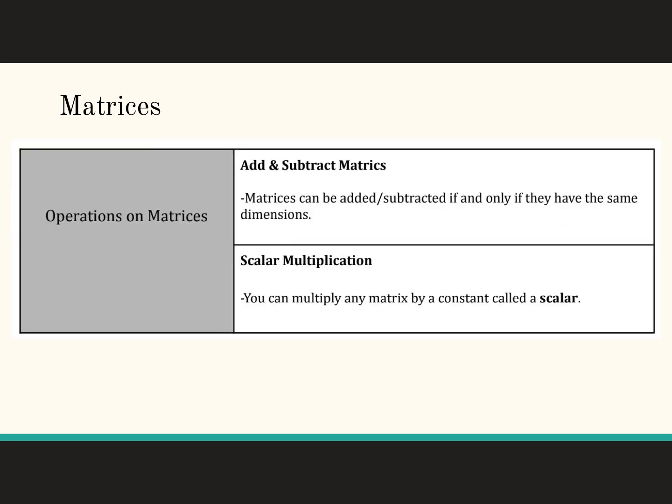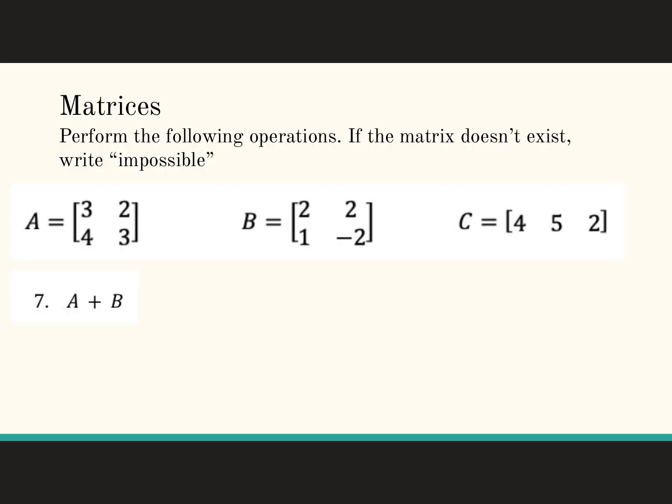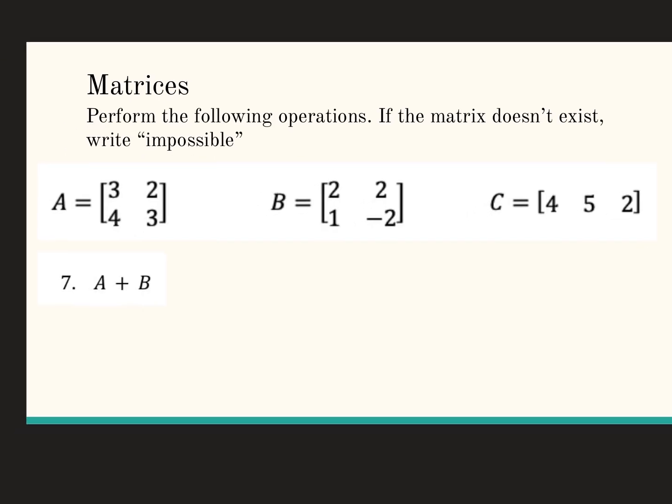All right, so next thing that we're going to look at here is adding and subtracting matrices and then multiplying by matrices. So first thing you need to know, in order to add and subtract matrices, they need to be the same dimensions. If they are not, we can't do it, and we're just going to write down impossible. For scalar multiplication, I can multiply a matrix by any number. I just multiply every element in that matrix by that number. So here is what we're doing, performing the following operations. If it doesn't exist, write impossible.